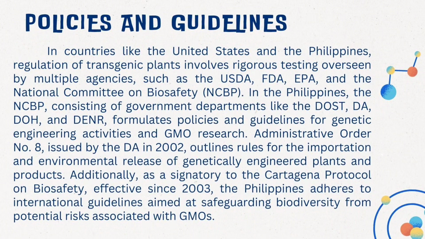Policies and guidelines. In countries like the United States and the Philippines, regulation of transgenic plants involves rigorous testing overseen by multiple agencies such as the USDA, FDA, EPA, and the National Committee on Biosafety or NCBP. In the Philippines, the NCBP, consisting of government departments like DOST, DA, DOH, and DENR, formulates policies and guidelines for genetic engineering activities and GMO research.